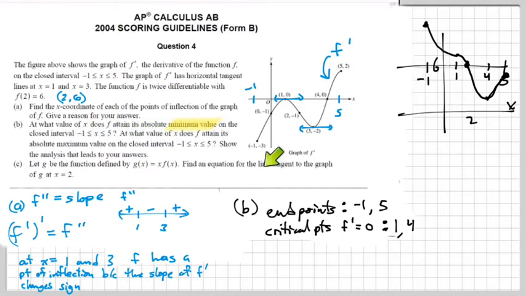So where's my maximum value? Clearly, at -1. It's got to be at -1. -1 is my maximum value. And then what is my minimum value? It's going to be at 4.